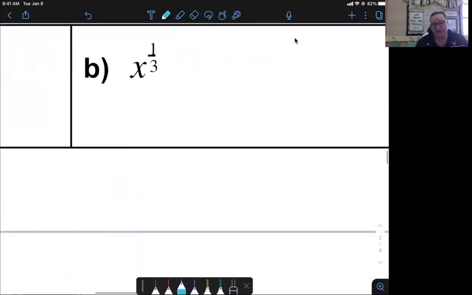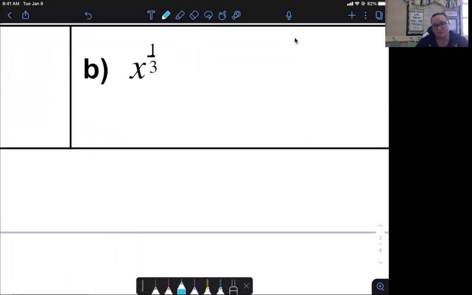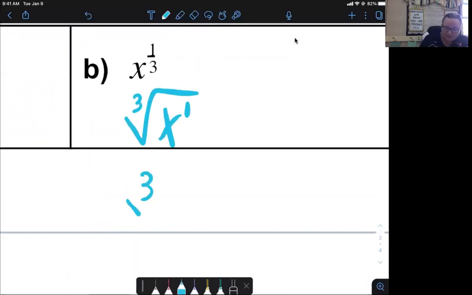X to the 1/3. Go ahead and write that as a root. So x to the 1/3 would be the cube root of x to the 1st, or just the cube root of x.